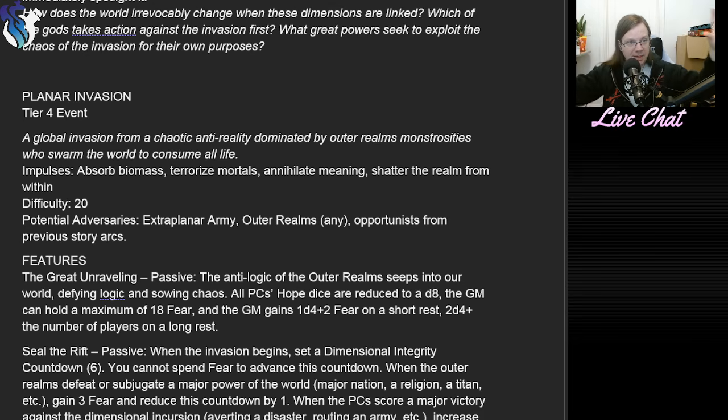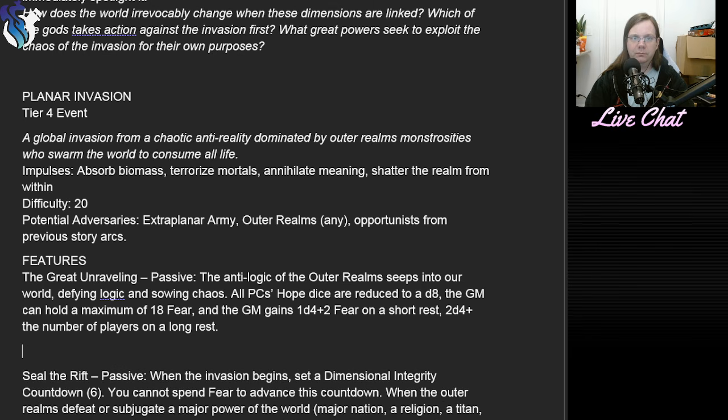Seal the Rift is the big picture. Great Unraveling are the terms. I could get really complicated here. I'm resisting the urge to make this more complicated. I'm trying to keep it streamlined, because what I could do is I could have a chart in here. Insert. Come on. Insert table.